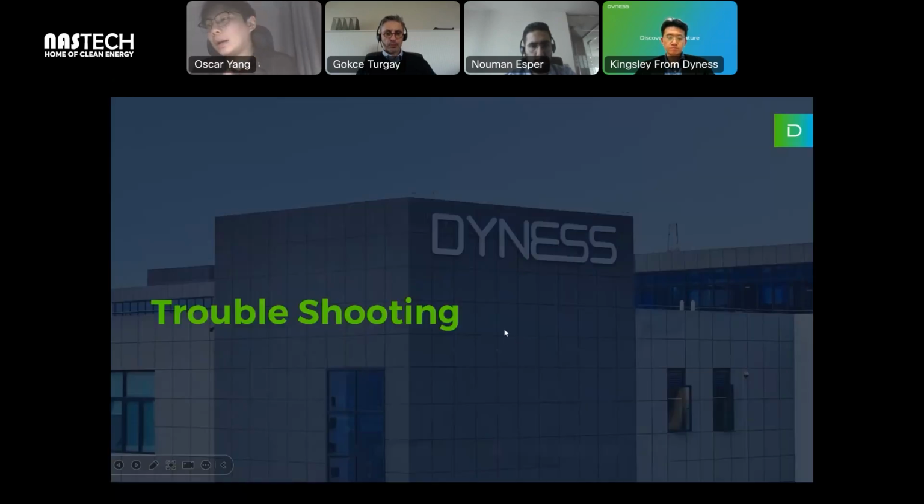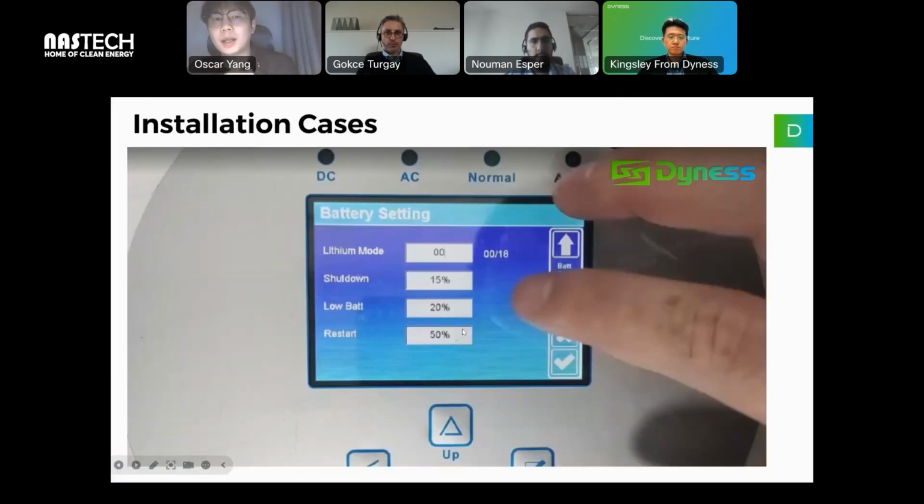So in the troubleshooting section, I would like to explain one very important question that is always missed by many of our installer partners. Here you can see when you are installing the inverters together with the batteries, okay?